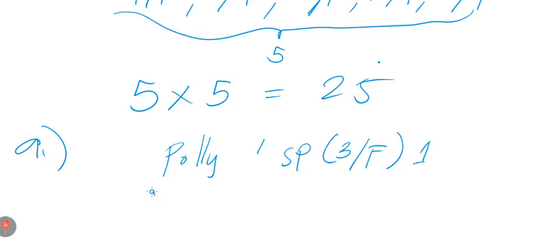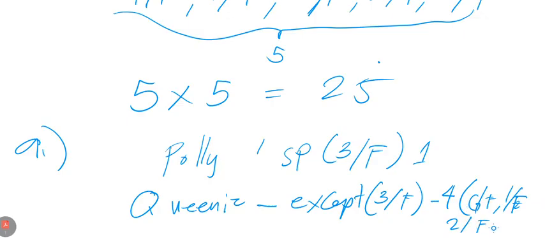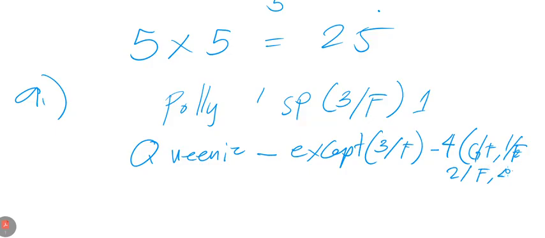Now, Queenie can be on any of the other floors, because Queenie is anywhere except 3/F. So the choices for Queenie would be G/F, first floor, second floor, and the fourth floor. So that's the four options that we have.